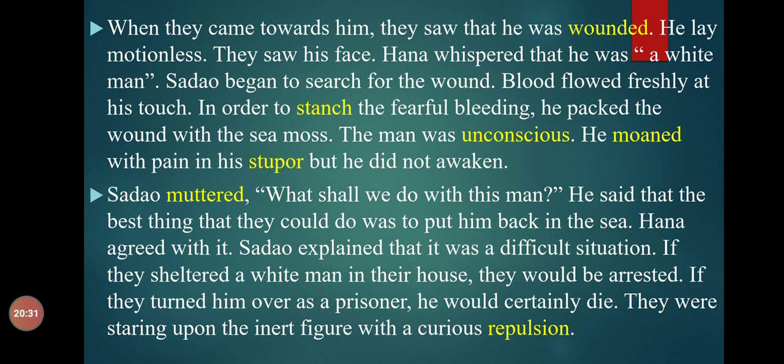Once again, I repeat the meaning of the difficult words for you all. Wounded means inflicted with a wound. Stanch means to stop the flow of something, especially blood. Unconscious means not awake and aware to respond. Moaned means cried with pain. Stupor means a state in which you are unable to think. Muttered means say something in low voice. Repulsion means a feeling of very strong dislike.